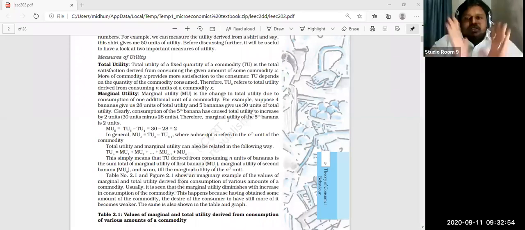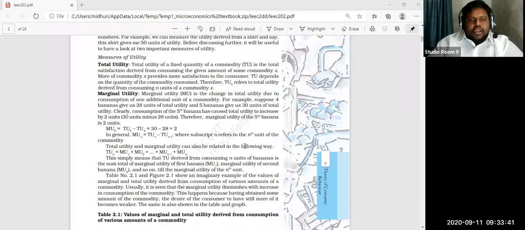Then what is the fifth banana's utility? How can we calculate? The answer is there itself: 30 minus 28. The answer is 2. So the marginal utility of the fifth banana is only 2. You can see the mathematical explanation or formula here. MU5, marginal utility of the fifth product, is equal to total utility of the fifth, that is 30, minus total utility up to the fourth banana. So 30 minus 28 is equal to 2. Is that idea clear?